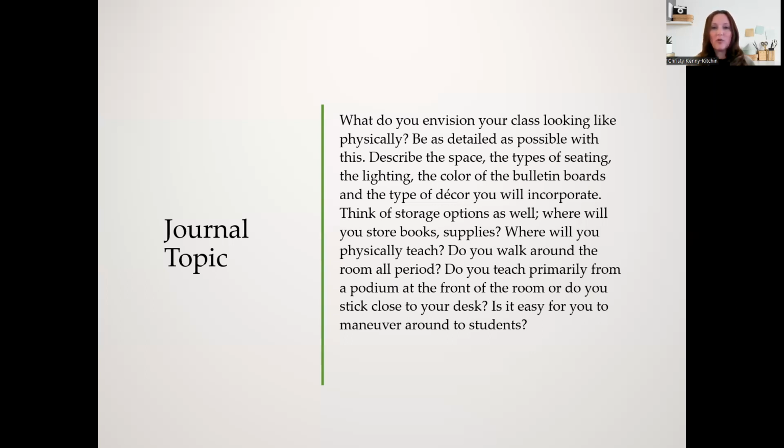Will you walk around the room all period? Will you teach from a podium at the front of the room? Will you sit down at your desk to begin and then get up and maneuver through the groups? Is it easy for you to maneuver around the students based on the seating options? So grab your phone, take a picture of this for you to respond to later.